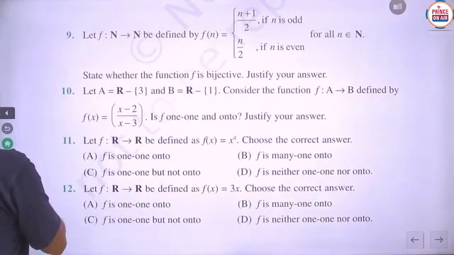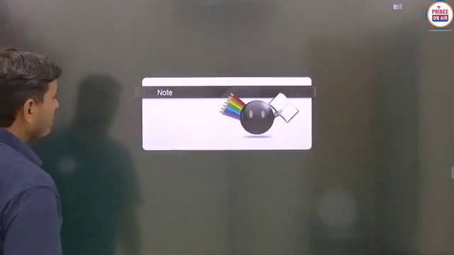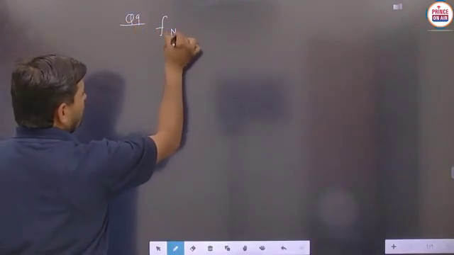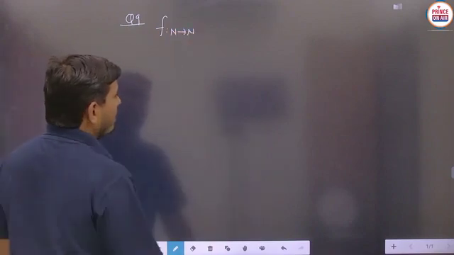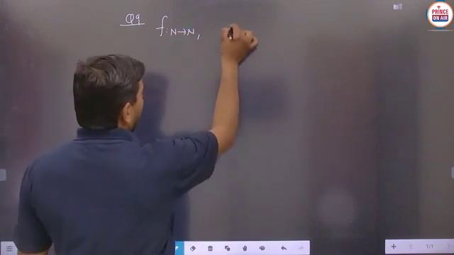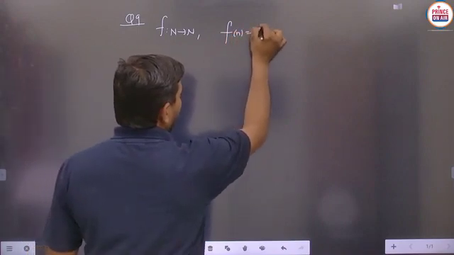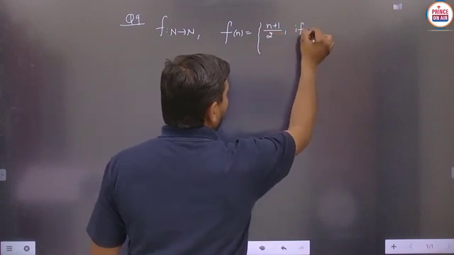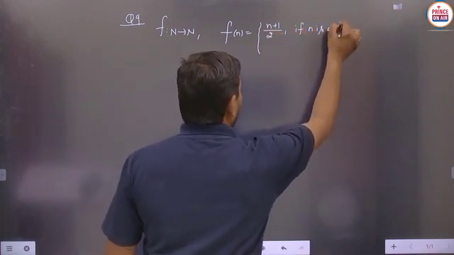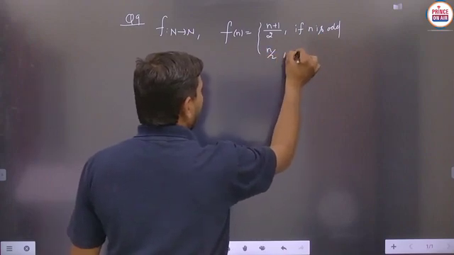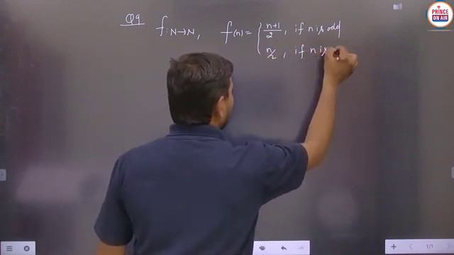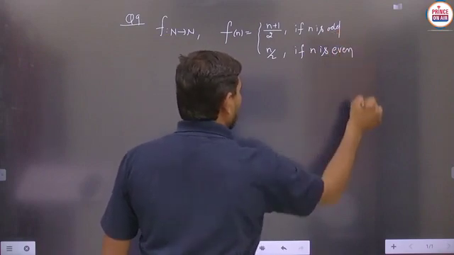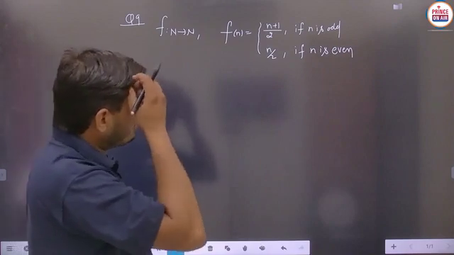So we will take this question on the board. Basically, students, in this question number 9, a function f is given from natural number to natural number. Is it clear? And this particular function f of n is given as (n plus 1) upon 2 if n is odd, and n by 2 if n is even. Is it clear? So basically we have to write the question first of all. Now we have to check whether the given function is bijective or not.